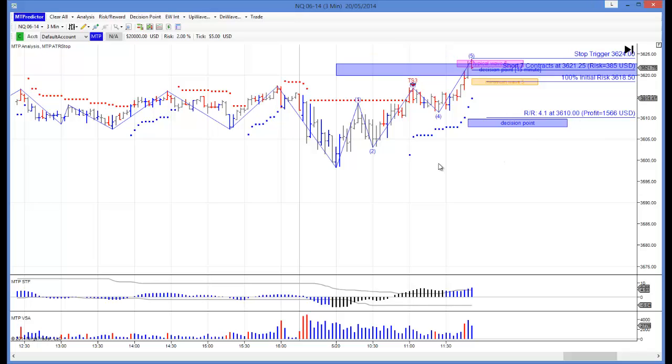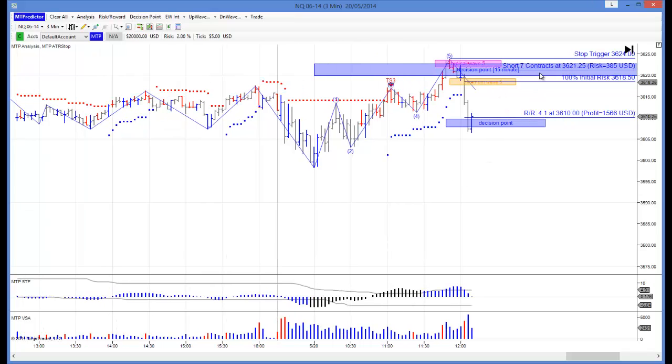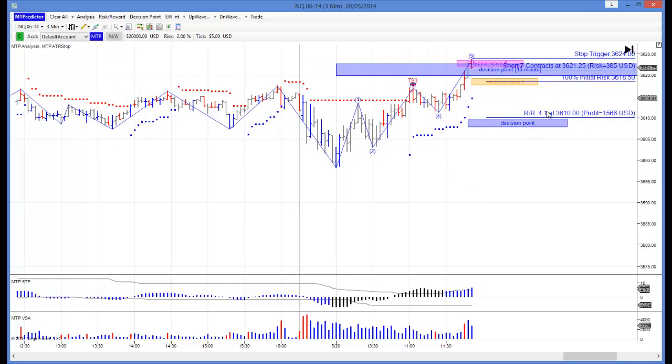And this is the cool thing about some of the MTPredictor tools, in that you're not just taking a trade anywhere, you're taking a trade with a small controlled risk. You can see here it would be shorting 7 contracts, and our initial target would have been down here at a potential profit of 4 to 1. In other words, you can gauge even at the initial target how good this trade is. So 4R profit is a good trade because it's potentially 4 times the initial risk.